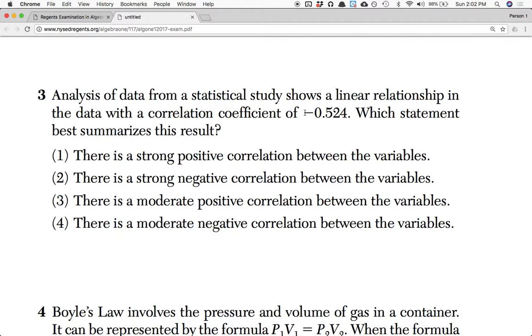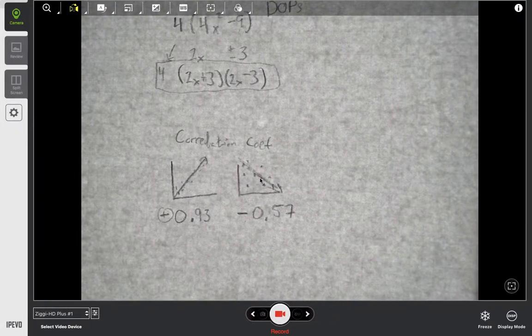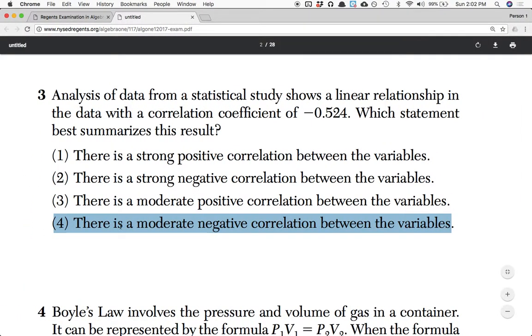For it to be strong, it would have to be much closer to negative 1, maybe negative 0.8, negative 0.9. Since it's negative 0.5, the answer to this one is going to be there is a moderate negative correlation between the variables, meaning there's some correlation. The dots are going to be kind of close together like we have over here, but it's not really strong like I had in that first example. So the answer to number 3 is choice 4.